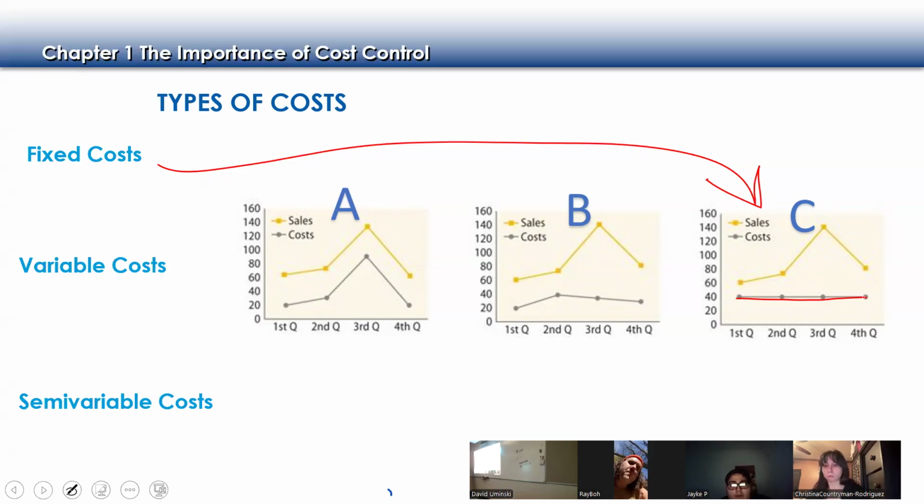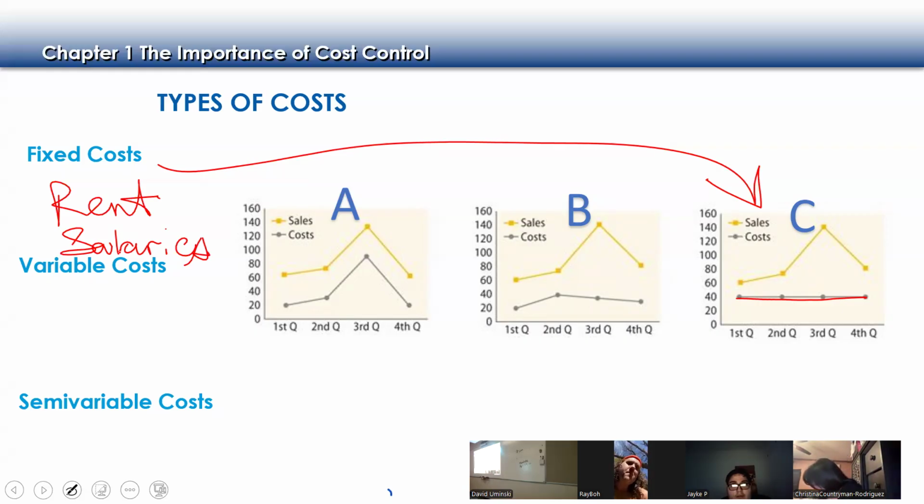It stays flat. That means it doesn't matter if I have one person walk in my door or if I have 1,000 people walk in my door. I still have to pay the same amount of money in rent, so that's going to be fixed. We also have salaries as fixed costs. Doesn't matter if I have one person or 1,000. I still have to pay my manager the same amount of money for their salary.